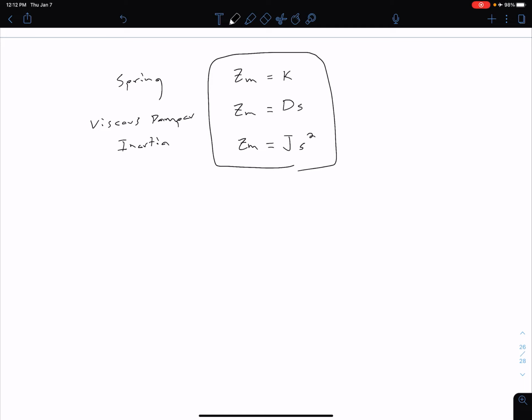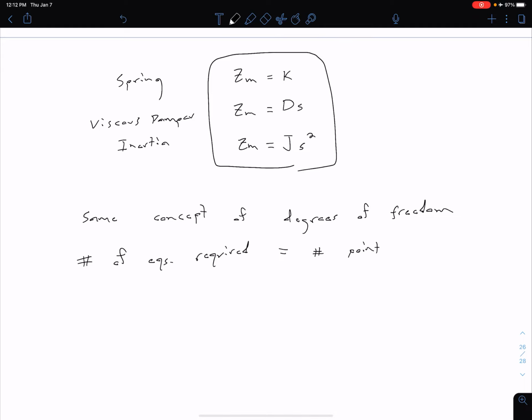And one other thing to note too is we have the same concept for degrees of freedom as we did with our translational mechanical systems. Specifically, our degrees of freedom are going to equal the number of equations that we're going to need. More specifically, remember last time we had this analogy: if you can hold all points and still move a point, then that's 1 degree of freedom. We can have a similar thing here, but it switches to rotation instead of lateral movement. So the number of equations that are required to describe our system is equal to the number of points that can be rotated while all other points are held still.